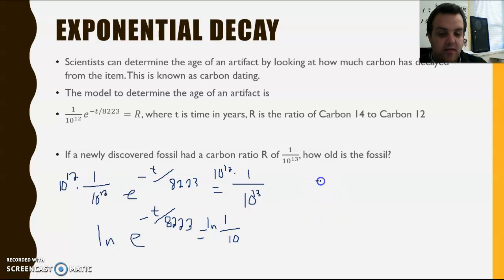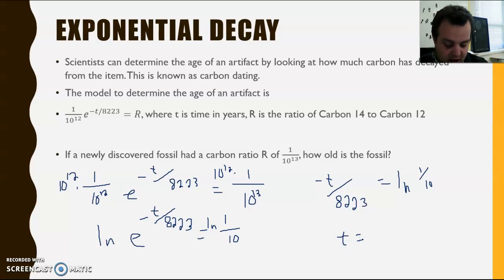So negative t divided by 8,223 equals the natural log of 1/10. And then I'm going to multiply both sides by negative 8,223. And that's going to be my answer. So let's put that in our calculator. We have negative 8,223 times the natural log of 1 over 10. And I got 18,934.16.